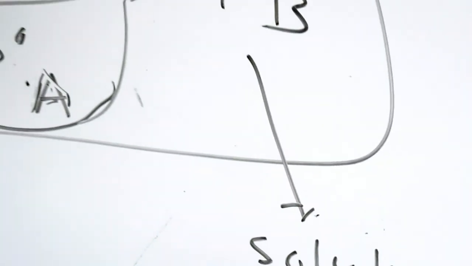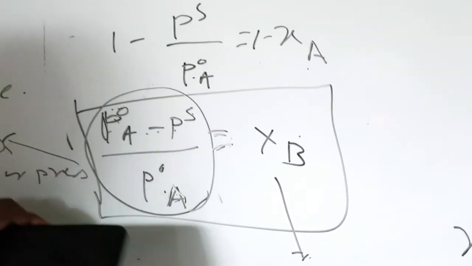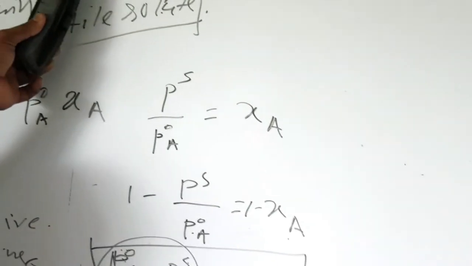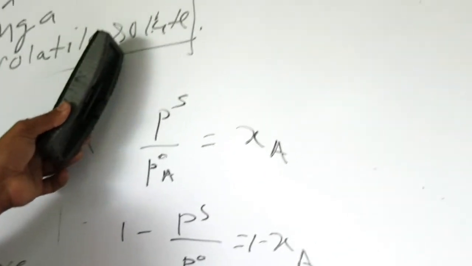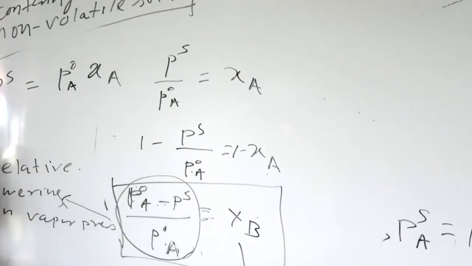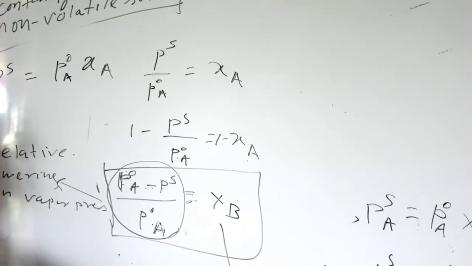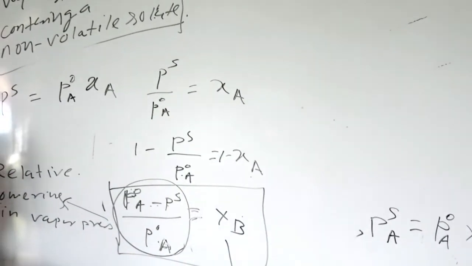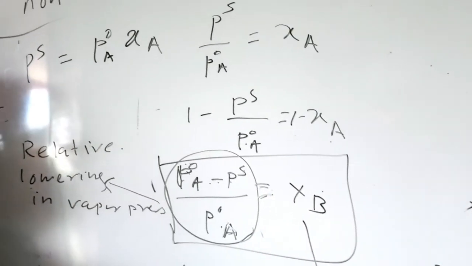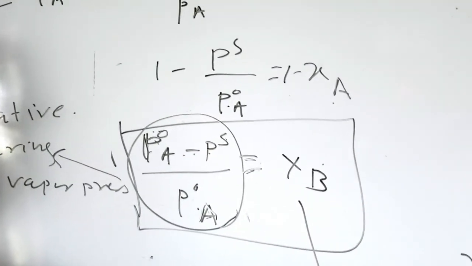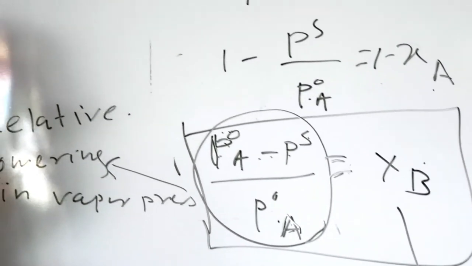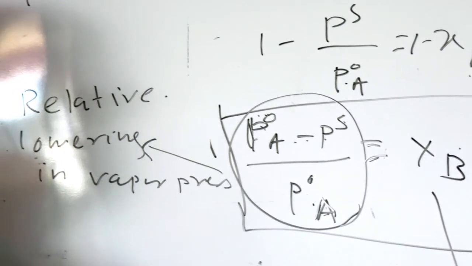So now we can summarize Raoult's law: the relative lowering in vapor pressure of a solution containing non-volatile solute is equal to the mole fraction of the solute. This law, Raoult's law, or you can say Dalton's law for two volatile liquids in the solution, is only applicable in the case of an ideal solution.